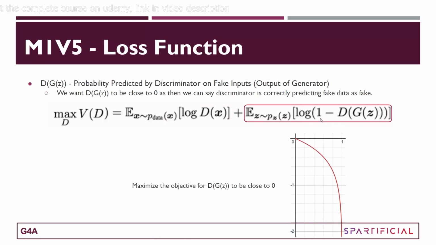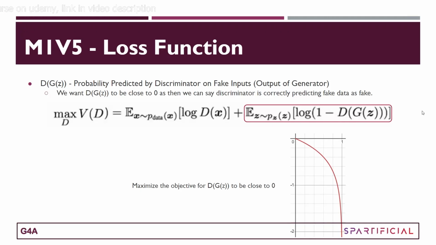And similarly, for the second term that we are having over here, we know that we want to get this term as close as possible to 0. If I plot on the x-axis the discriminator output for the generated images, and on the y-axis log of 1 minus that, that's the kind of graph that we are going to get. And this time we want this D(G(z)) to be as close as possible to 0. So if we are able to go to 0, we are going to say that we are trying to maximize this objective.